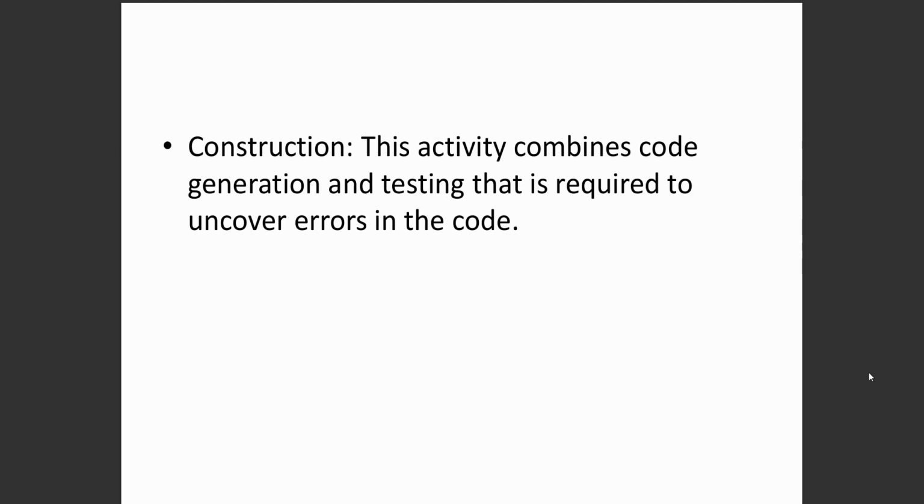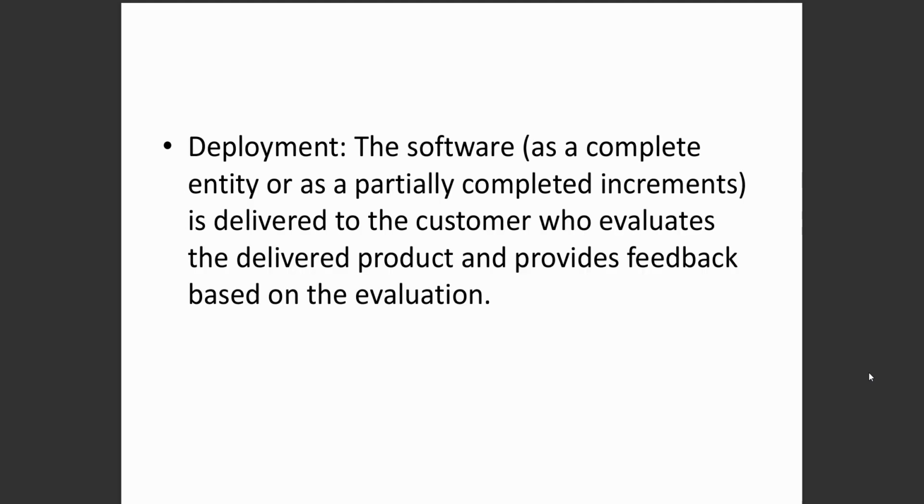Then comes the construction. The construction activity is a combination of coding and testing, in which the developer codes and tests the system. Now, testing may be unit testing or system testing or acceptance testing, depending. So it actually has many things. We will see the testing parts when we come to the topics of software testing. But this construction phase has two parts, coding and testing. And in testing, the main objective is to find the errors. Okay. The last point is called deployment.